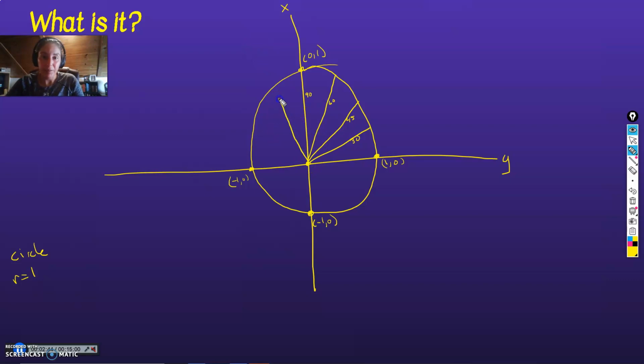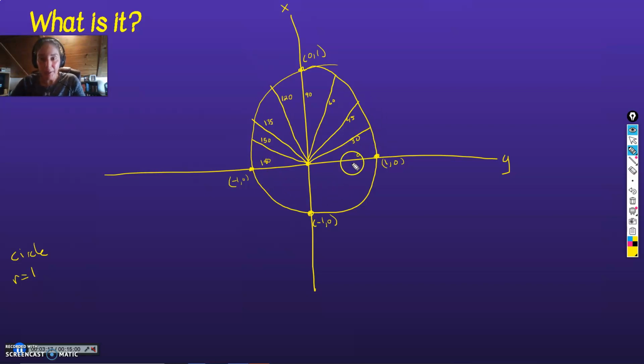So this would be 90 plus 30. This would be 90 plus 45. This would be 90 plus 60. So basically we've mirrored them over. So this is going to be 120. This is going to be 135. And this is going to be 150. And then what is this one here? This is 180. And where do we start? We start at 0.